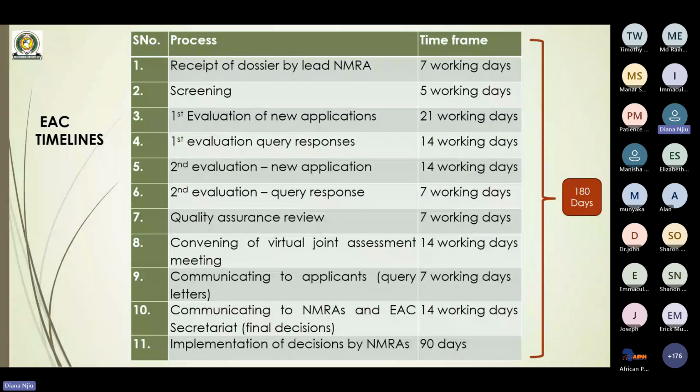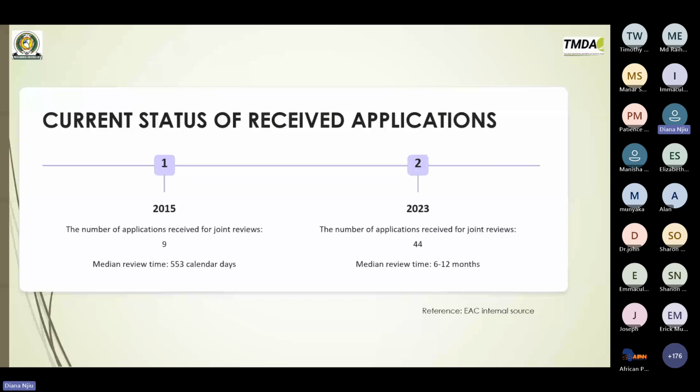So the current status of the received application through the route, as we said, it started from 2015. We only received 9 applications, and it took about 553 current days. But for the data on 2023, number of applications increased at least 5 times, and the median reviews range between 6 to 12 months. So it means the timelines have been reducing.